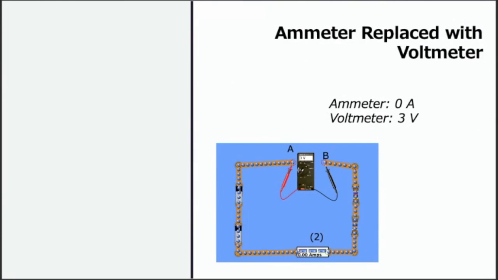We were then instructed to replace one of the two ammeters with a voltmeter. At this point, the voltmeter read 3 volts, since the voltmeter wires have no internal resistance. Thus, the voltmeter is able to detect the change in voltage between sites A and B. The ammeter detects a current reading of 0 amps since the circuit has been broken and therefore no current flows past location 2.